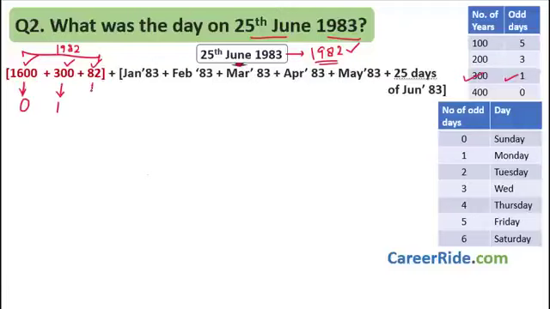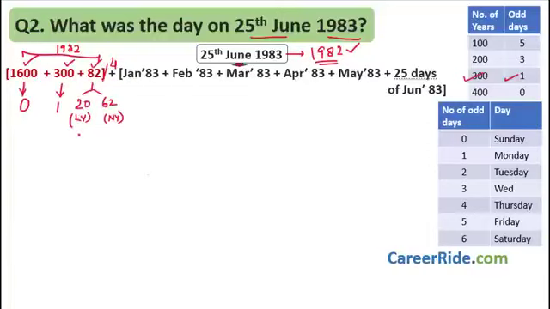Now 82 years. These 82 years comprise leap years and also non-leap, normal years. So how do I find that? I'll divide this 82 by 4. When I divide 82 by 4, what do I get? I get 20 leap years, and the remaining 62 are normal years, non-leap years.